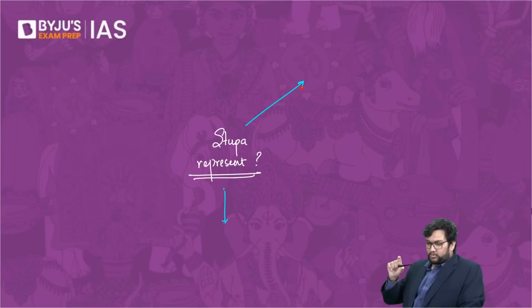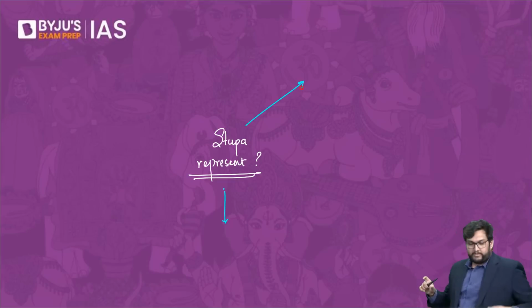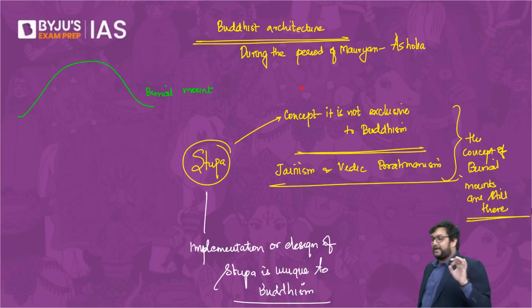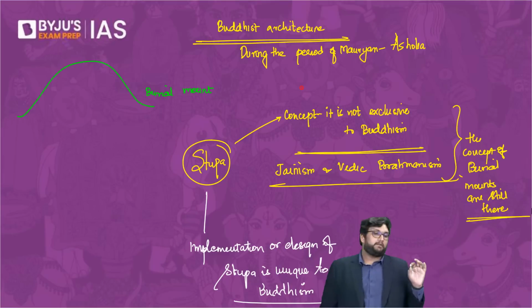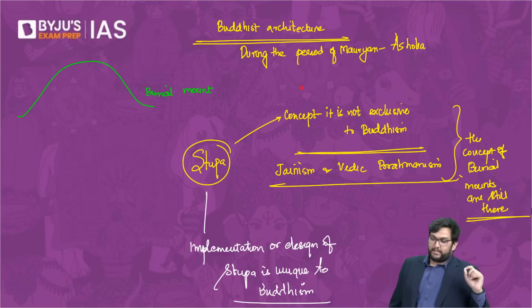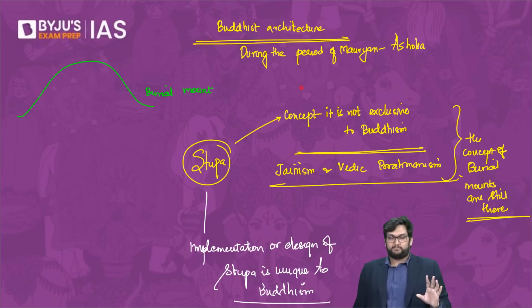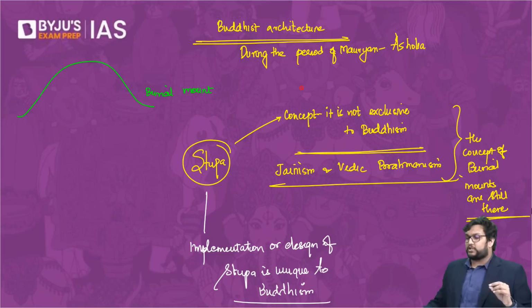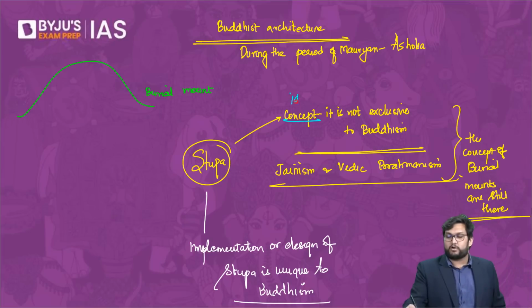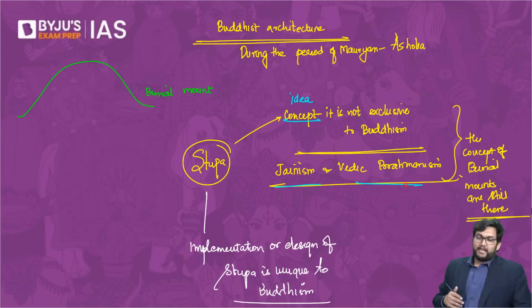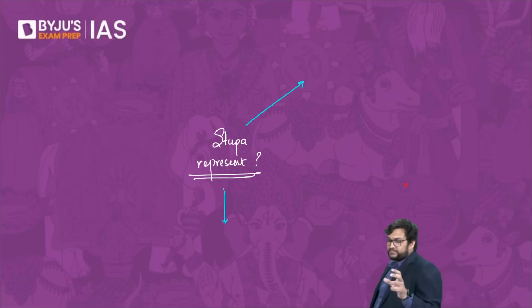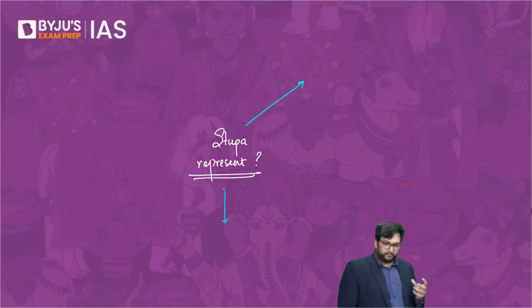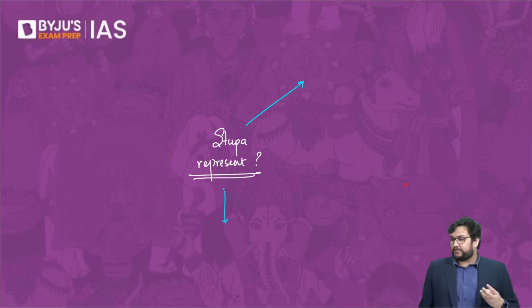So when we talk about what the stupa represents, we have ascertained that the idea of the stupa, which I showed you, is not specific to Buddhism. But the implementation is unique to Buddhism. But if somebody says the concept, the idea, it is not specific to Buddhism. It is there in Jainism also and Vedic Brahmanism also. And the stupa represents something very specific.